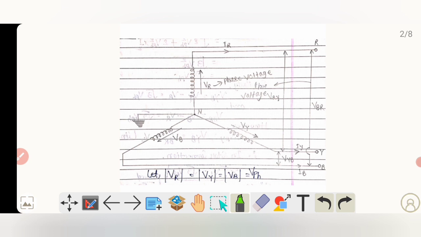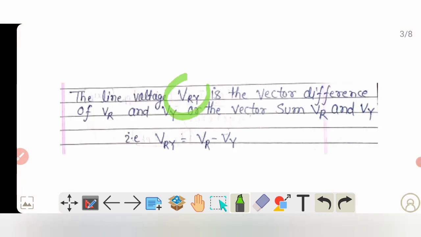If you want to denote the phase voltage, then this one is the neutral and this one is the R phase. So VR denotes the phase voltage, and similarly VY denotes the phase voltage through the Y terminal, and this one is VB. All of these, VR, VY and VB, are known as phase voltages, because all three are measured between line and neutral. Now the line voltage VRY is the vector difference of VR and VY.